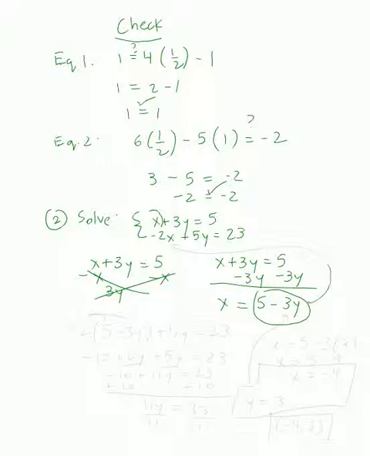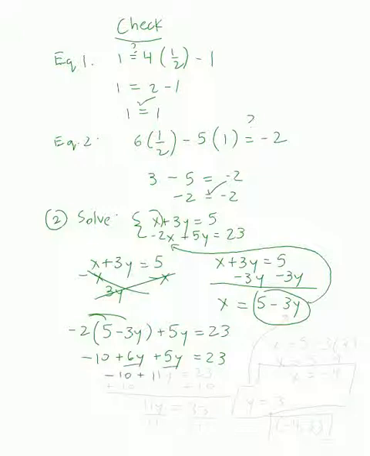I'm going to substitute this into the other equation instead of x. So I get negative 2 times (5 minus 3y) plus 5y equals 23. I simplify, I get negative 10 plus 6y plus 5y equals 23. Combine my like terms, I get negative 10 plus 11y equals 23. Add 10 to both sides. I get 11y equals 33. Divide by 11, I get y equals 3.